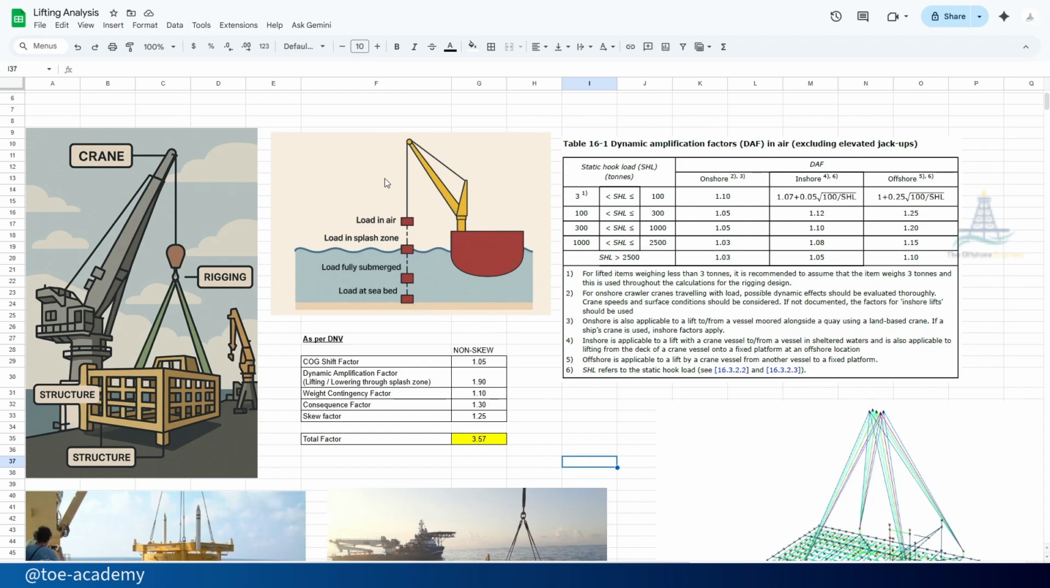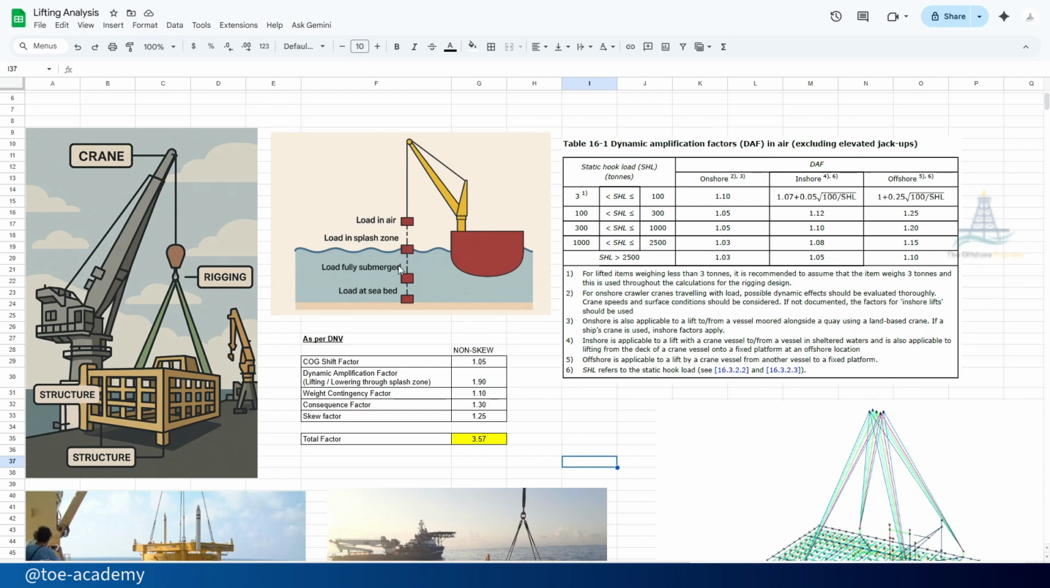Now if you look at all these four cases, the maximum dynamic activity happens in load in splash zone. So when we do the analysis, if we do this one, this will be good enough to make sure that it is safer in all other cases. Now, while considering this case, there are some other factors also we need to consider.